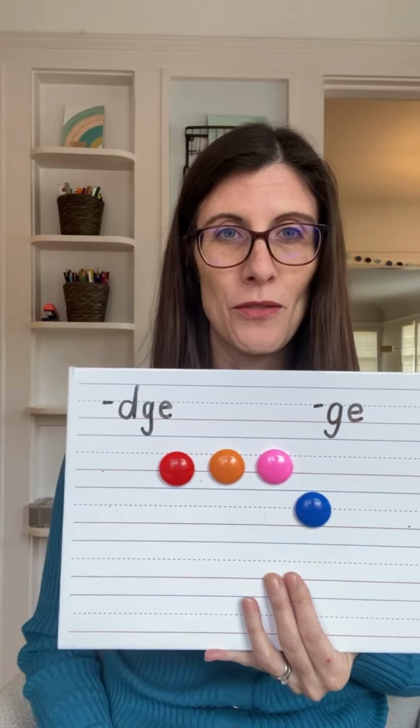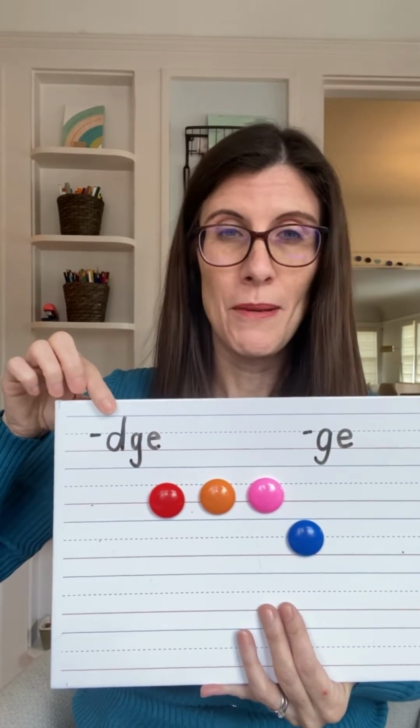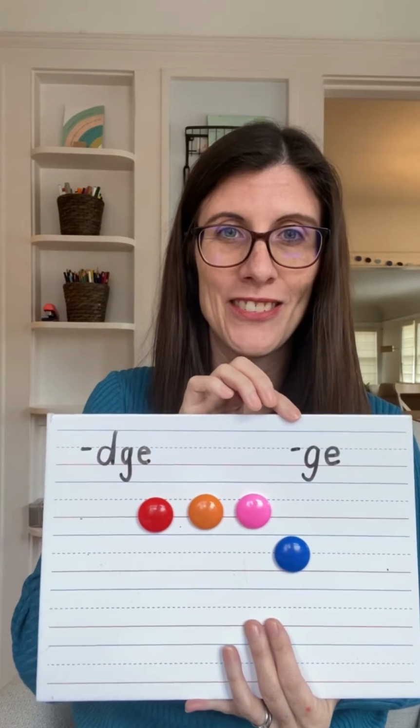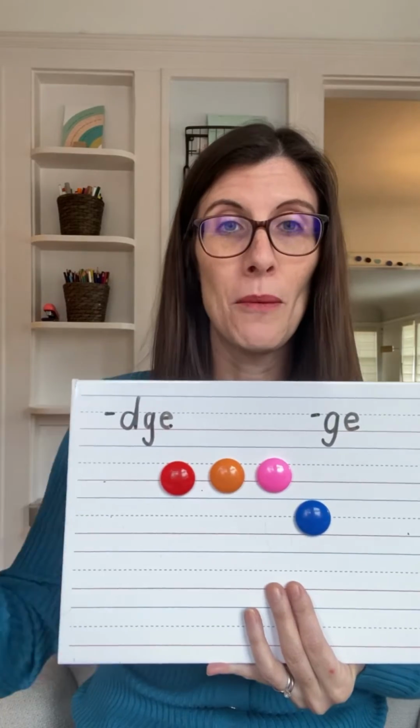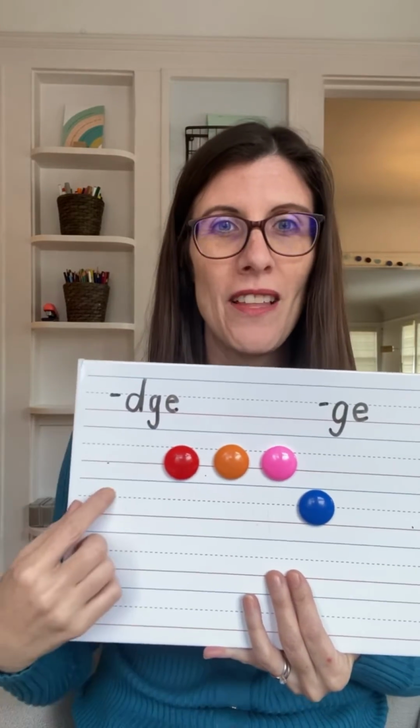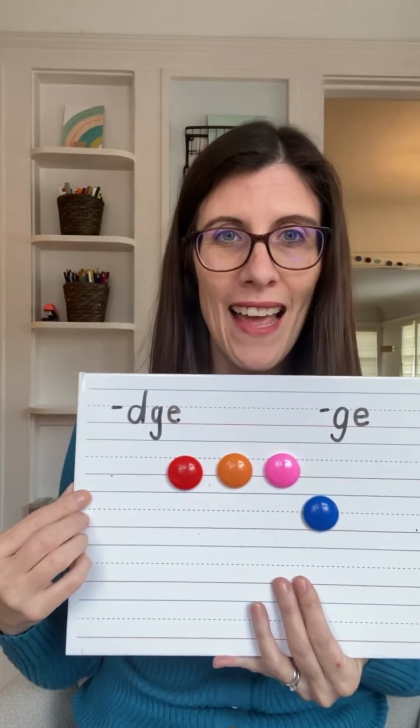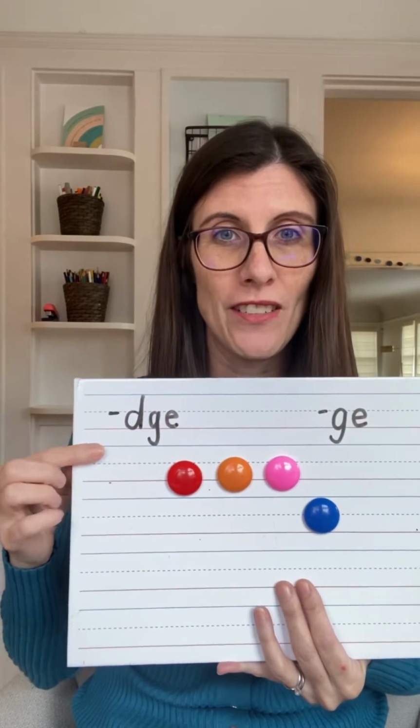So I'm going to ask my students, which way are you going to spell J for the word hedge? And they'll decide, they'll choose DGE, and then I'm going to say, please write hedge on your whiteboards. So then they're going to write the word hedge on their whiteboard under the correct column.